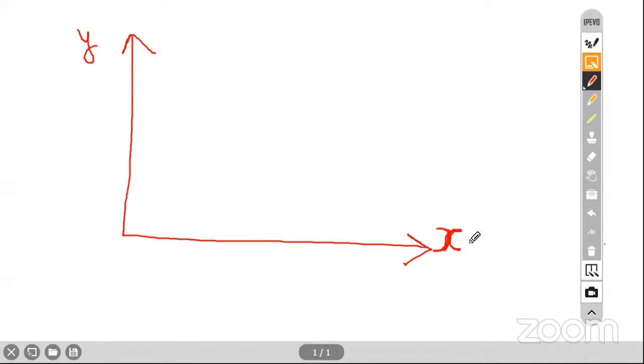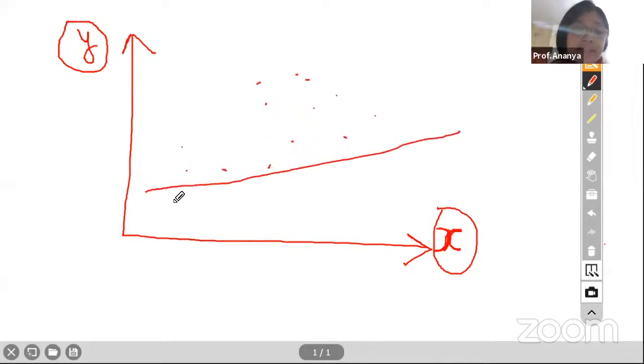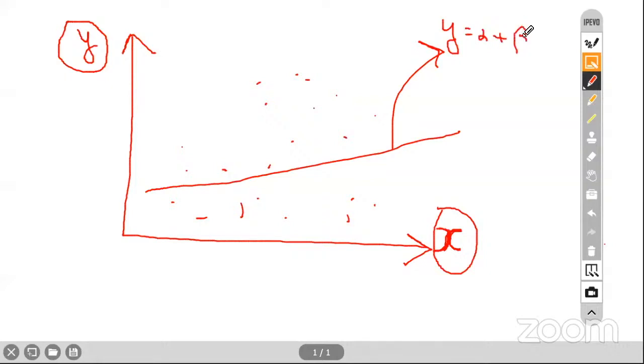So to put this straight, here is your dependent variable Y, and here is your explanatory variable X. And here is, let's say, a scatter, and you're trying to fit a straight line to the scatter. The equation of the straight line is y is equal to alpha plus beta x. That's what alpha and beta simply are.